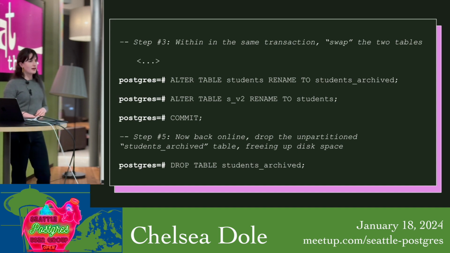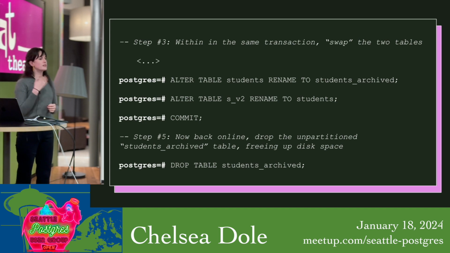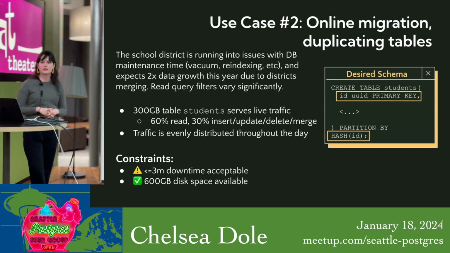Now that we're back online, separate of this transaction, I'm just going to drop the students_archived table in my own time, because there's no point keeping it around. The second you finish that commit, new inserts are coming in and it will become instantly out of date. So there's no point in keeping it. That's sort of the easiest use case. And again, that was around the constraint of we have available downtime to take.